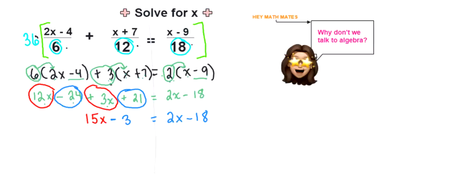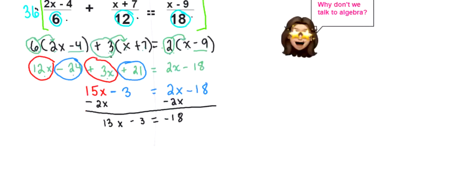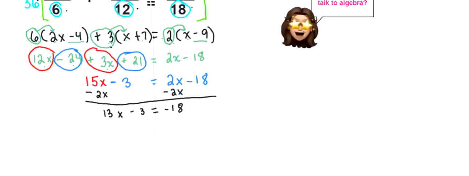Now, let's get our x's together on the same side. I like to keep my x's positive. So I'm going to take this positive 2x and move it to the left. If I do it to one side, I have to do it to the other. That gives me 13 x's. Are we okay there? All right, let's go on.